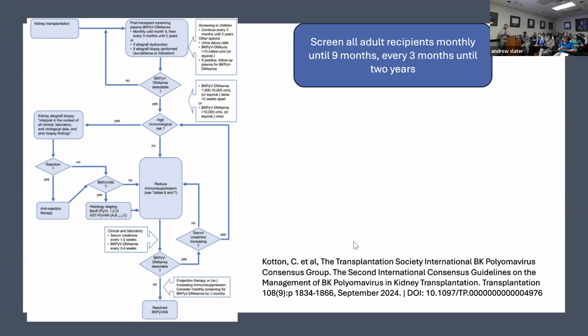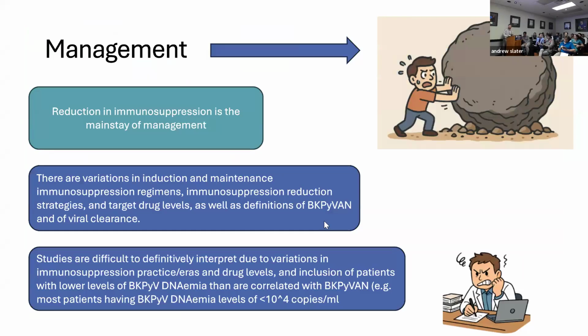All right, all that just to say, this is my summation. Screen all adult recipients monthly until 9 months, every 3 months until 2 years. That is my summary of everything that we just talked about. Catch it early, follow the guidelines. Don't test the urine, that's not supported. Someone asked me that question.